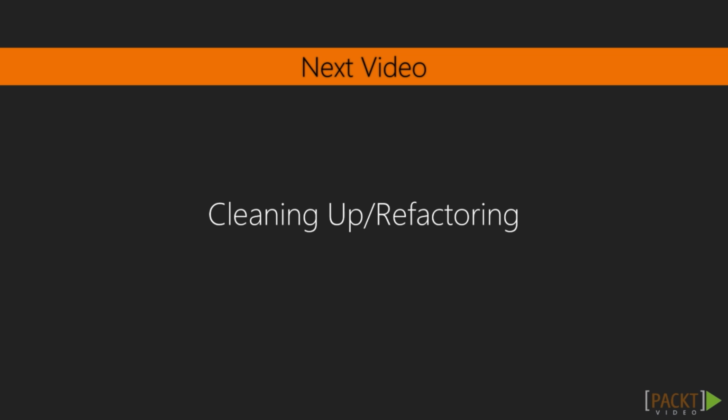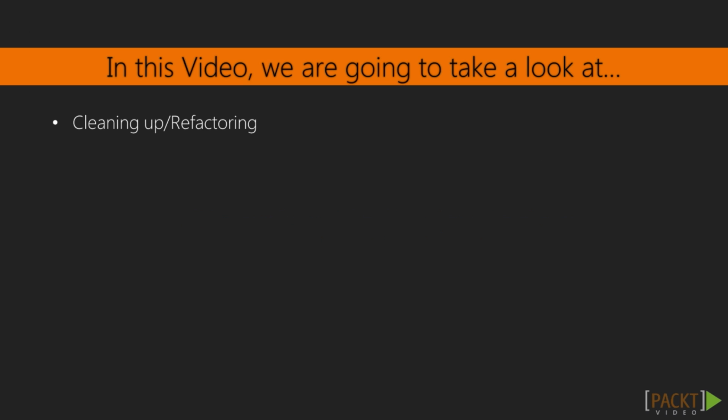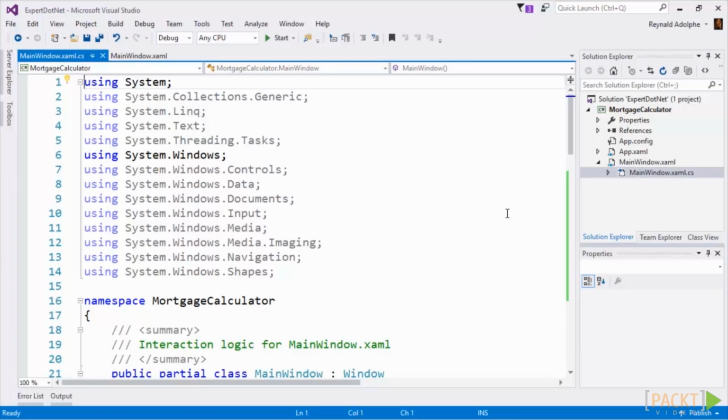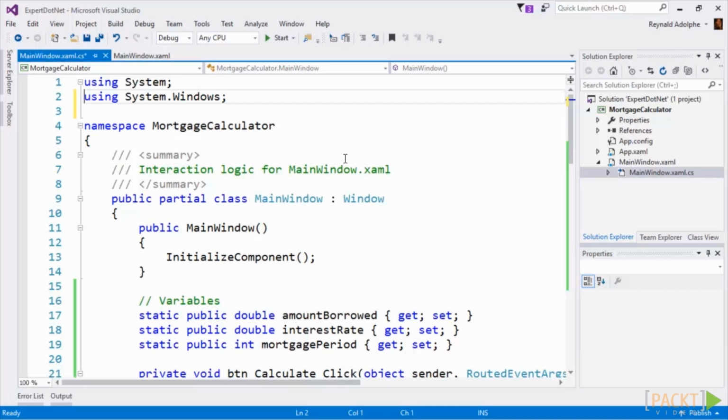In the last video, we wrote the logic that was required for the mortgage calculator. In this video, we're going to be doing some cleanup and some refactoring. So let's go ahead and take a look at that. Now, a few things we can do to clean up the code is, one, to right-click on the using statements and basically get rid of all these statements that we're not using.